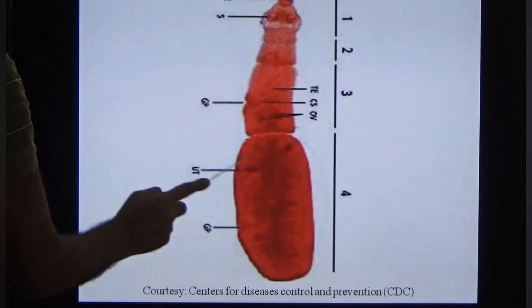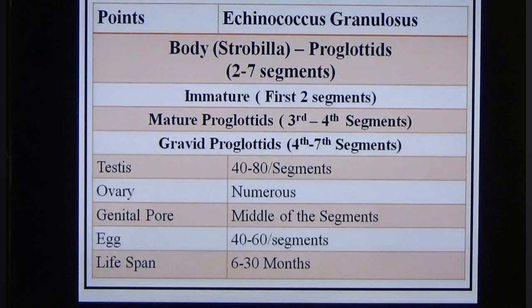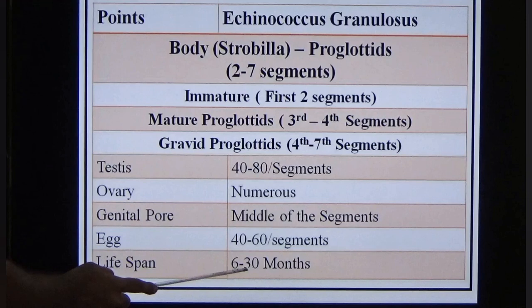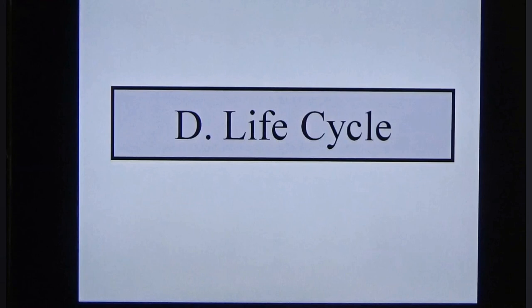The ova are produced from this gravid segment. There are 40 to 80 testes in each segment, numerous ovaries, and the genital pore is in the middle of the segment. 40 to 60 eggs are produced in each segment, and the lifespan of this adult worm is 6 to 30 months. Okay, so that's about the morphology. Then we'll go to the life cycle.